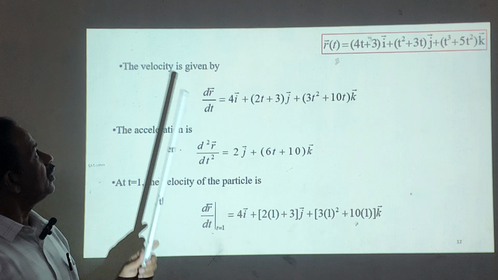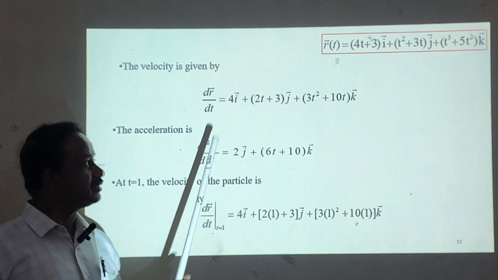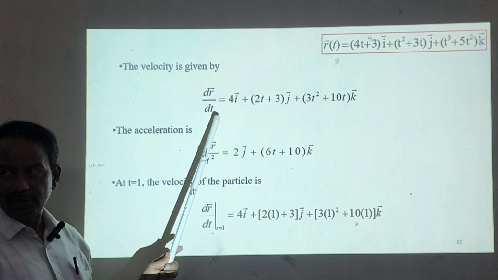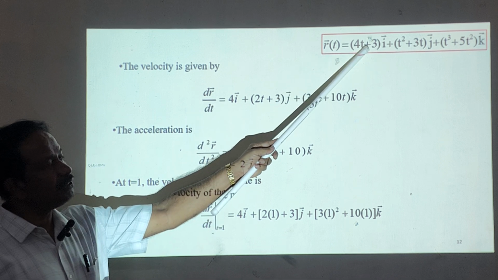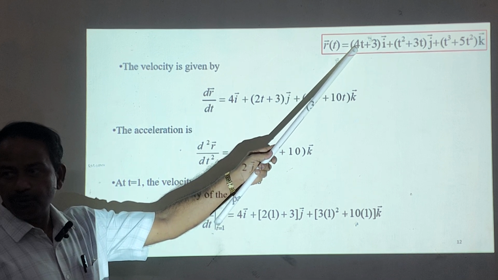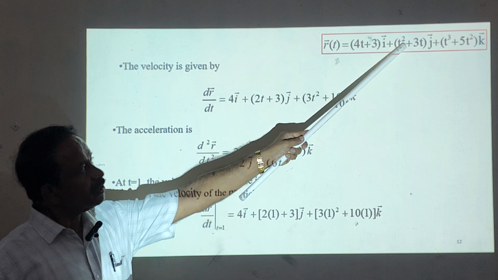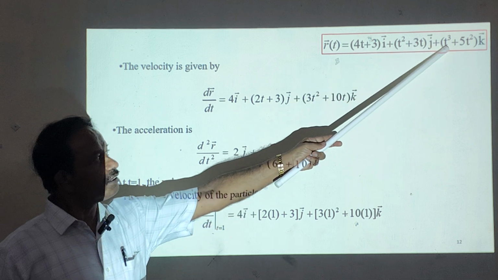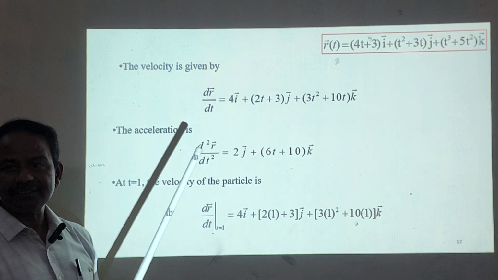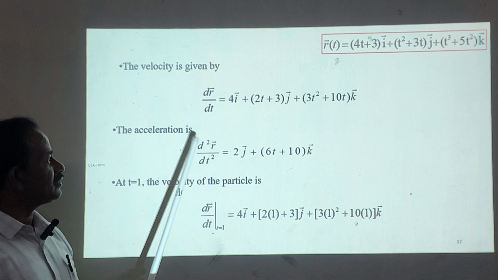Now velocity is defined as rate of change of position. So we will differentiate with respect to t. When you differentiate with respect to t, it will give you 4 plus 0, so 4i. Differentiating the next term will give you 2t plus 3, so 2t plus 3 j. Differentiating this will give you 3t square plus 10t. Correct? 10t.